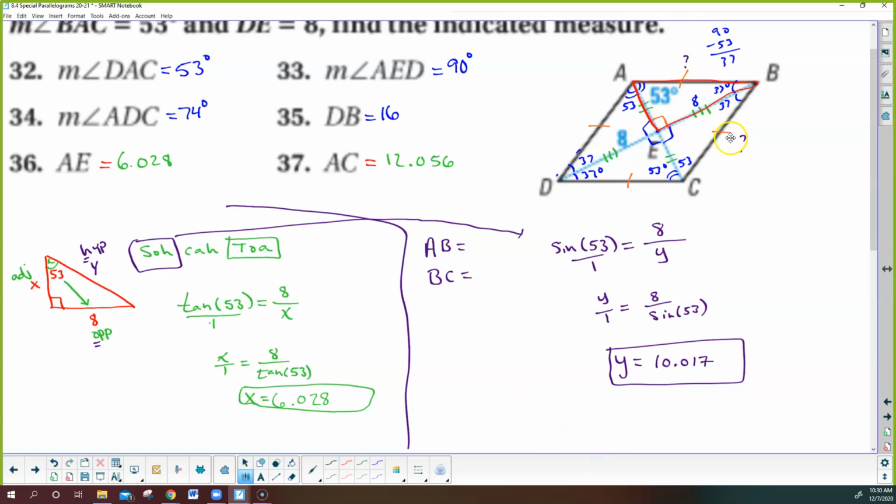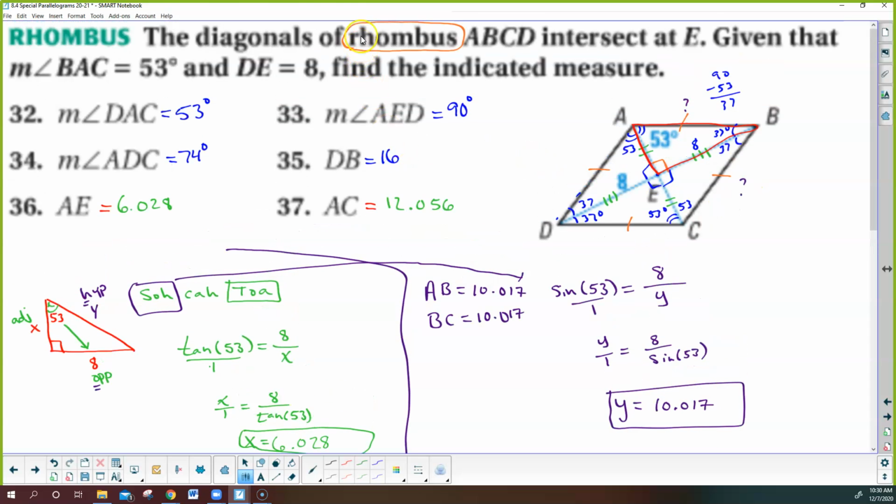So now I know the length of any of these side lengths because it's a rhombus. So I could ask you to find the perimeter now, right? And all you would do is take one of these side lengths, AB or BC, whatever one you want, and times it by 4. And that would be the perimeter of this shape. So we found every single thing we needed or could find about this just from the word rhombus and the given information.